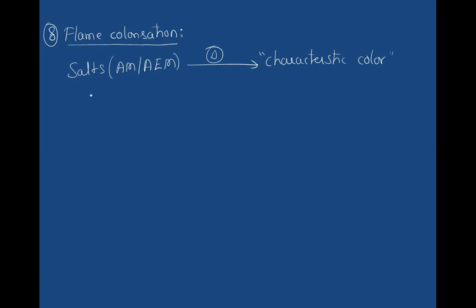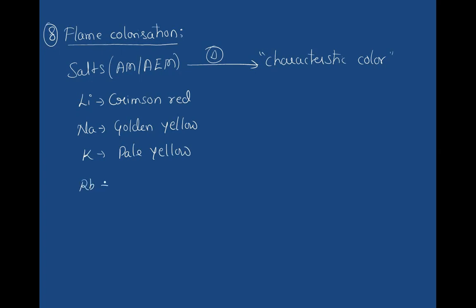I will give the colors exhibited by these elements: lithium, crimson red; sodium, golden yellow; potassium, pale yellow; rubidium, red violet; and cesium, blue color in nature. So you should memorize this, because one question may definitely be asked in your objective problem.